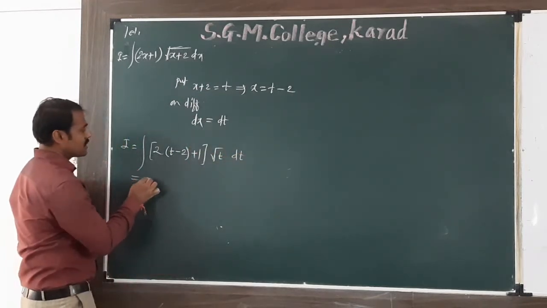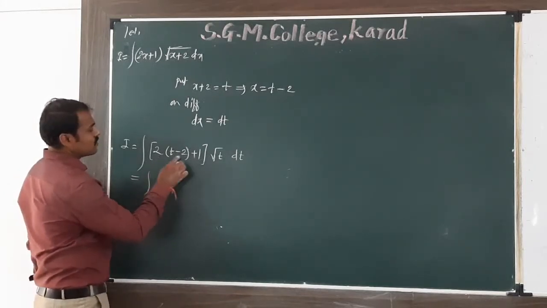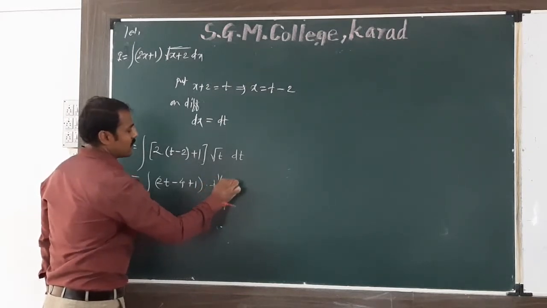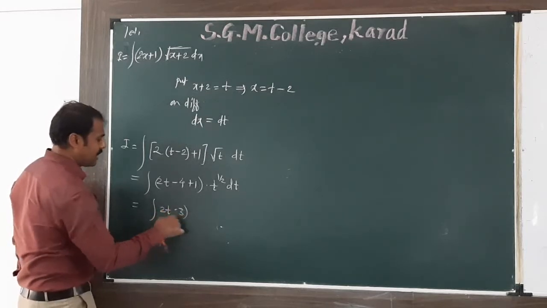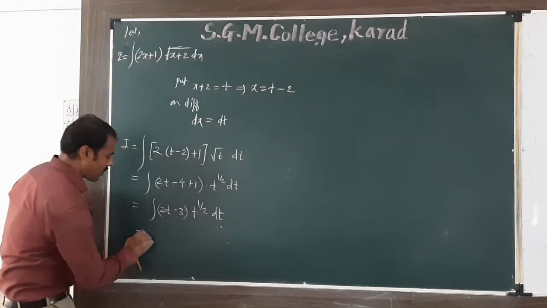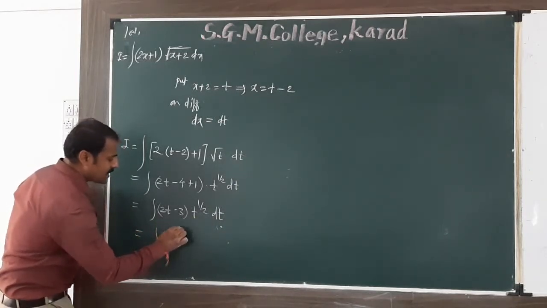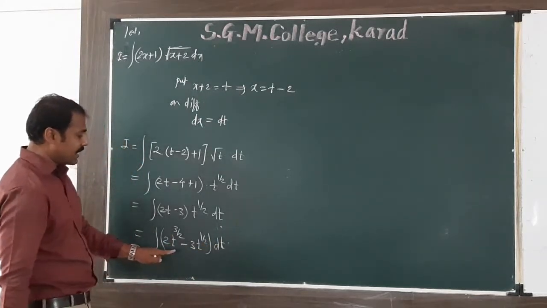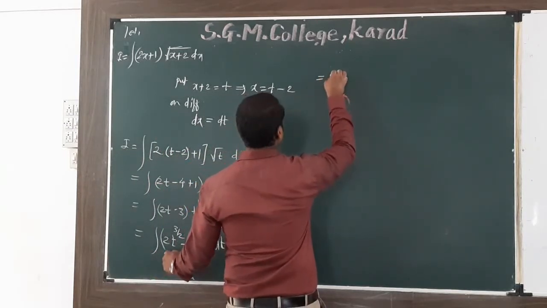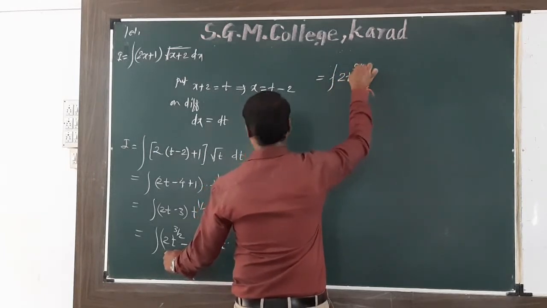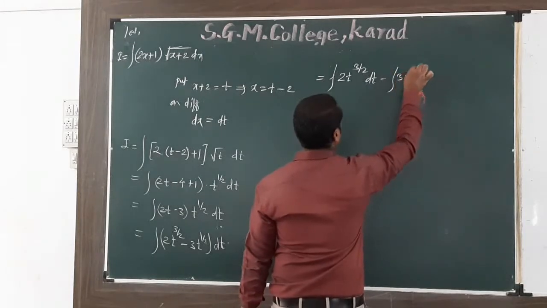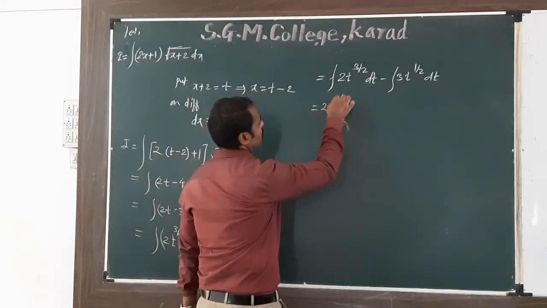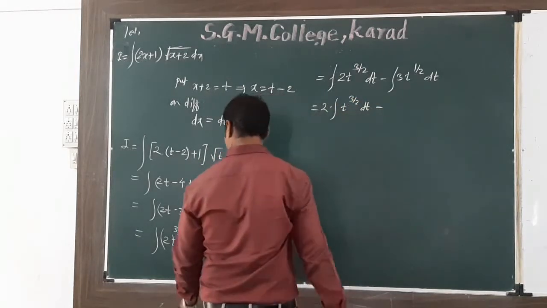On simplification we get 2 into t minus 2, that is 2t minus 4, plus 1, into root t, that is t raised to half, dt, which is equal to the integration of 2t minus 3 into t raised to half. On multiplying by t raised to half, t into t raised to half is t raised to 3/2, so 2 t raised to 3/2 minus 3 into t raised to half, dt. Now, inside the integration there is subtraction, so separate the integration sign: integration of 2 into t raised to 3/2 dt, minus integration of 3 into t raised to half dt. Constant 2 is taken outside the integration: 2 into integration of t raised to 3/2, minus 3, constant as it is, into integration of t raised to half dt.